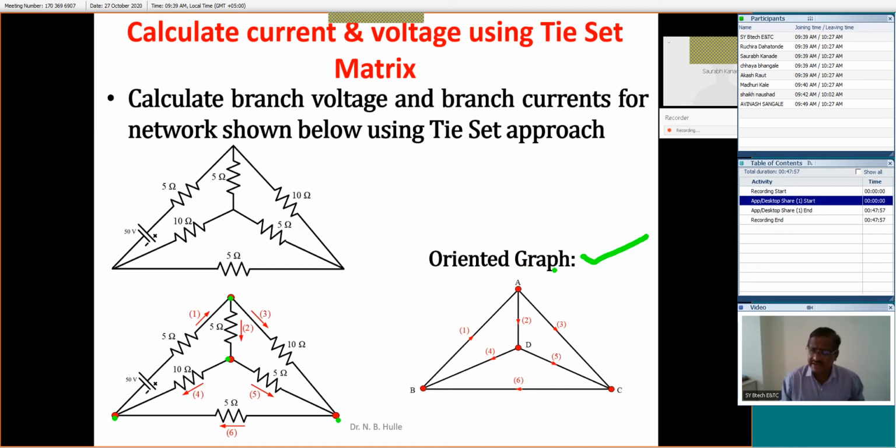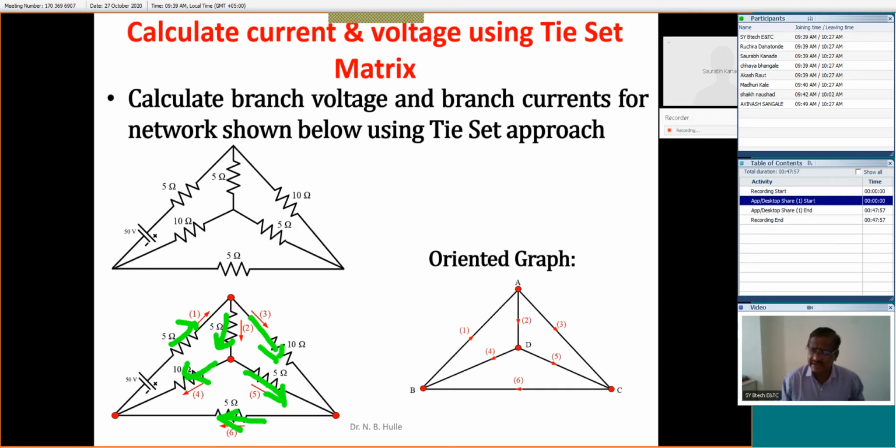For the preparation of the oriented graph, I have taken a direction in each branch. I have named the branches branch number 1, 2, 3, 4, 5, and finally 6. At the same time, I have taken some direction for each current. Choose any random direction. I have taken this forward, this downward, this downward, this downward, and this backward.